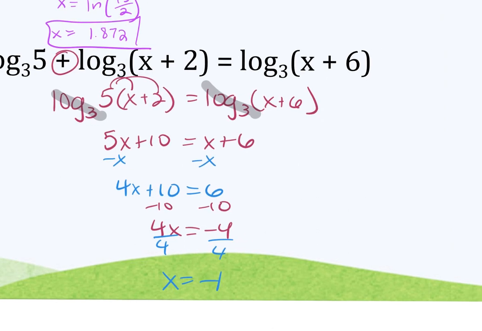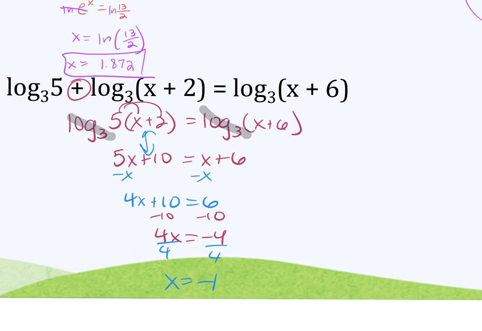Yep. On a question where it just says to condense, could you leave it as, like, you distributed it already, instead of leaving it as 5 and then in parentheses x plus 2? It's fine. If it was just condensing, I would take either one of those.